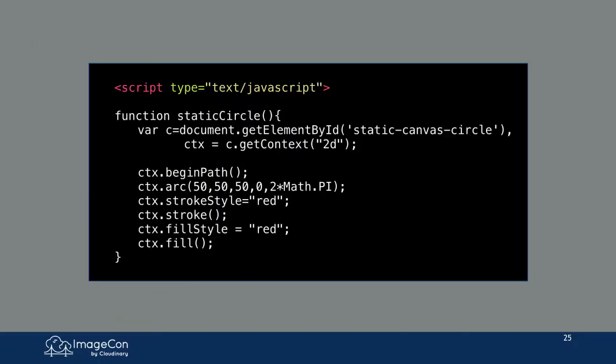So assume that we have defined a canvas DOM element with the ID of static canvas circle, and we are using JavaScript to target that element. In this second line, after we define our static circle function, we have ctx equals c.getContext2d. This is essentially our code telling the browser, hey, I'm about to create a 2D graphic or a 2D image, so prepare yourself.